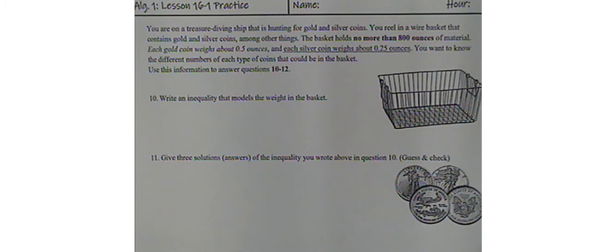I'm going to help walk you through some of the homework. So it says you are on a treasure diving ship that is hunting for gold and silver coins. You reel in a wire basket that contains gold and silver coins, among other things. The basket holds no more than 800 ounces of material.